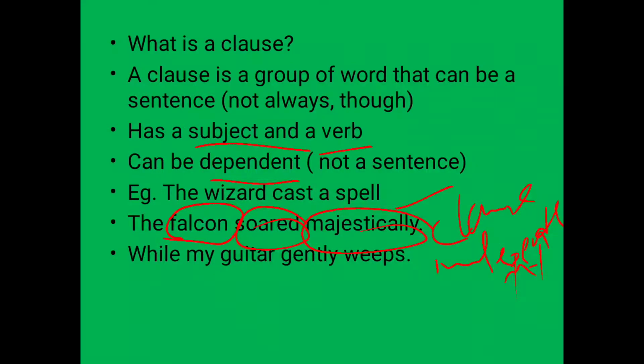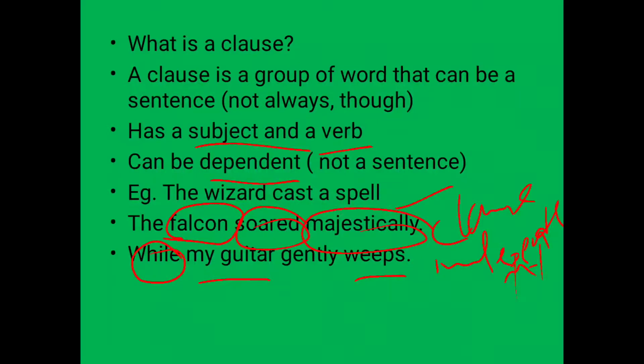Let's get a little bit of George Harrison in here. "While my gator gently weeps." We have a subject in here, "my gator", and a verb, "weeps". So we know it's a clause. But it begins with the word "while", which I think is a subordinating conjunction, so this would actually be a dependent clause. But it is a clause, so it could not be a sentence on its own.